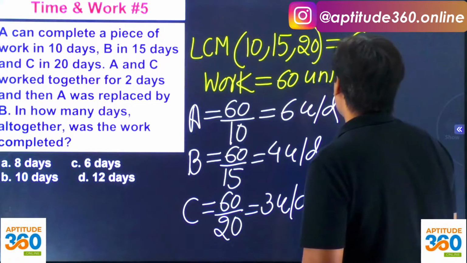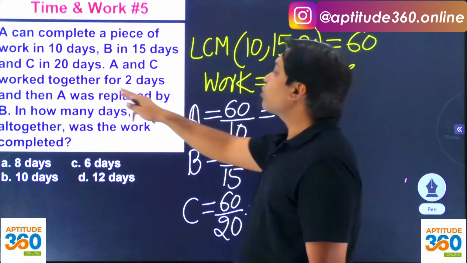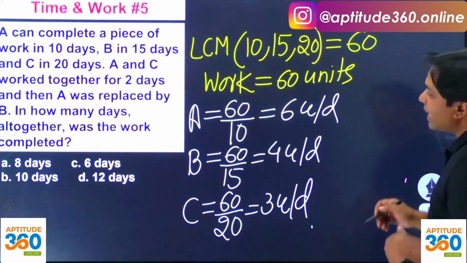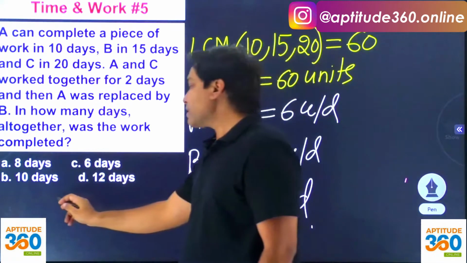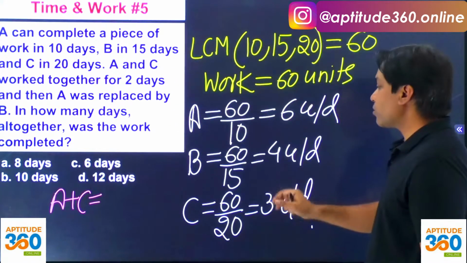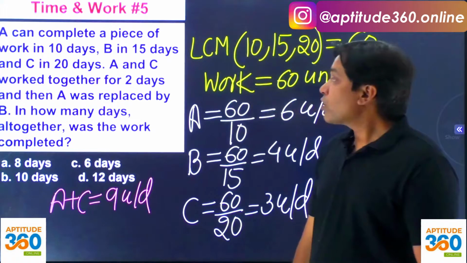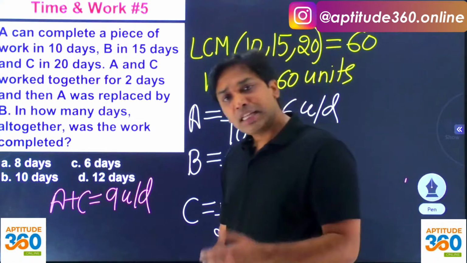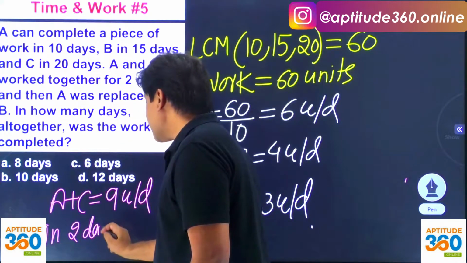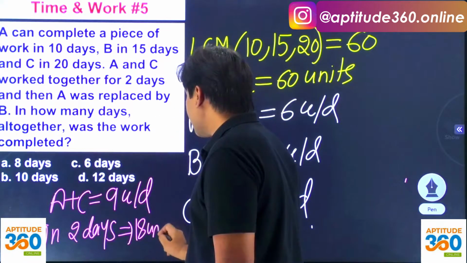Now let us go back to the problem. अब problem कुछ ना कुछ तो condition बोलेगा. Problem ने बोला कि A and C together work together for 2 days. So how many units A and C are doing, by the way? A and C collectively are doing 6 plus 3, 9 units per day. So how many units they would be doing in 2 days? 18 units. So in 2 days, they are going to be doing 9 into 2, which is 18 units. बनी बात आपकी?